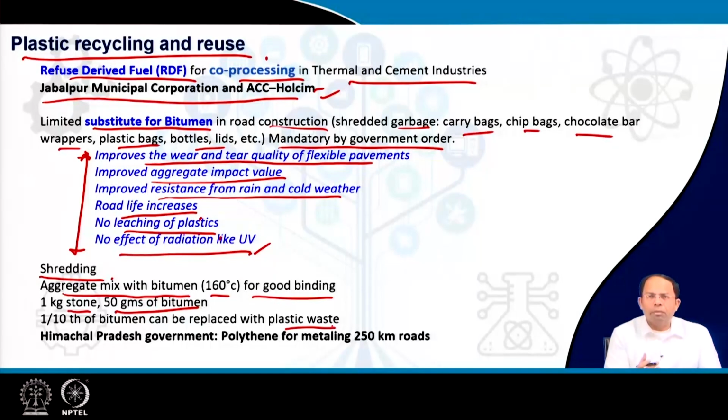So it's not a big amount, but if you take the entire country, it's a huge amount of plastic which can go for this kind of production. Now the Himachal Pradesh government has used polyethylene for metalling around 250 kilometers of road as a pilot case study.